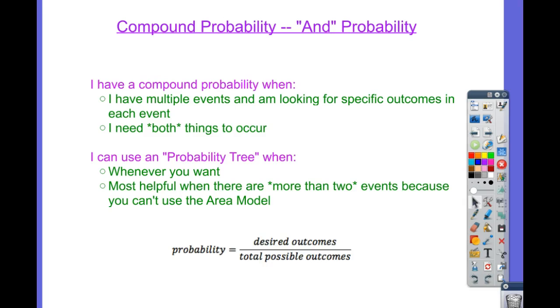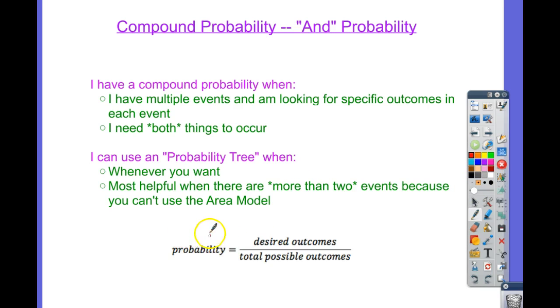So the next way to find compound probability that we're going to talk about is a probability tree. Remember that I have a compound probability when I have multiple events, and I'm looking for specific outcomes in each event. I need both of those things to occur. I can use a probability tree whenever you want. It can really work in any situation whenever you're doing probabilities. Sometimes it makes more sense than others to use it, but you can use it whenever you want.